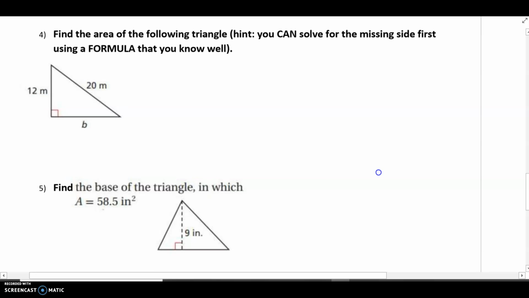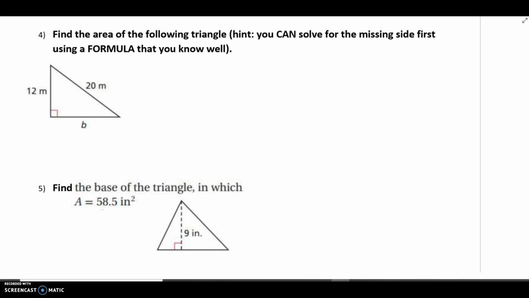Number 4. Find the area of the following triangle. In order to know the area, I need to know the base and the height, and remember they're perpendicular to each other. In a right triangle, my base and my height are going to be the two sides of the triangle that are perpendicular to each other. So basically what we're seeing here is that I don't know what my base is, but my height, the side perpendicular to that base, is 12.